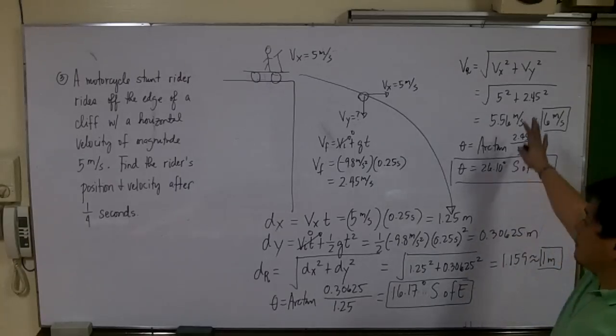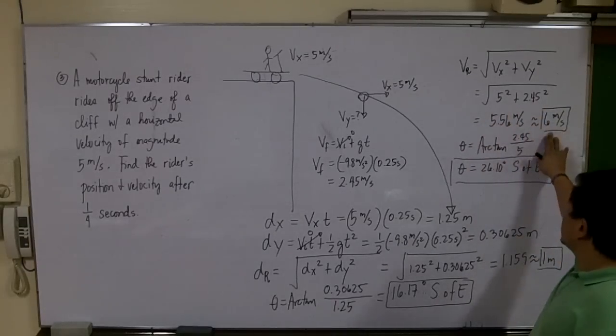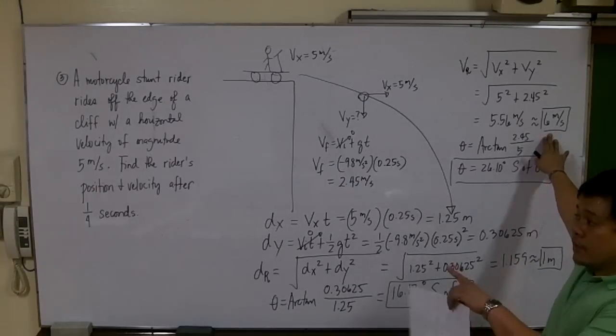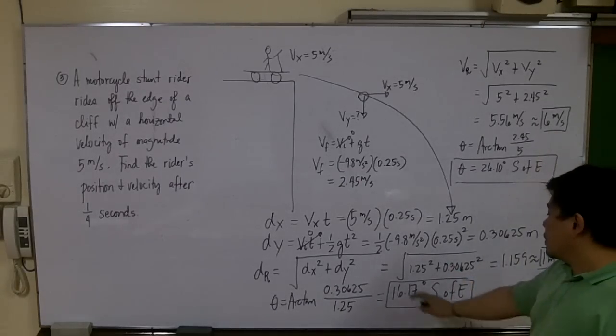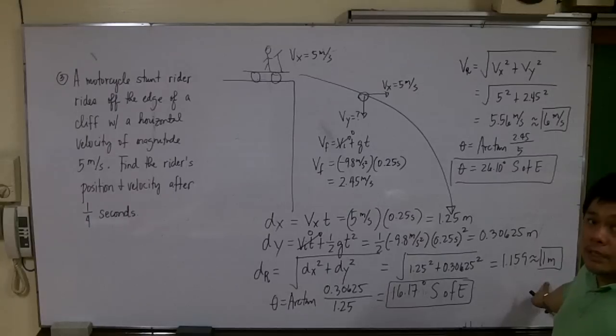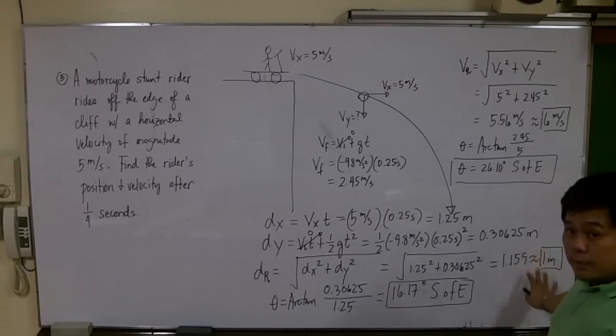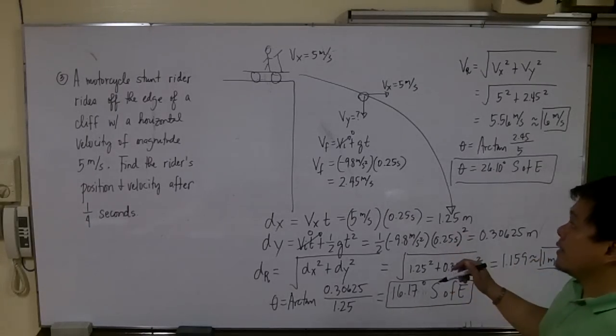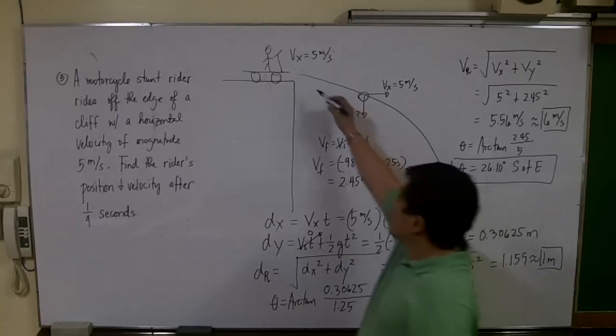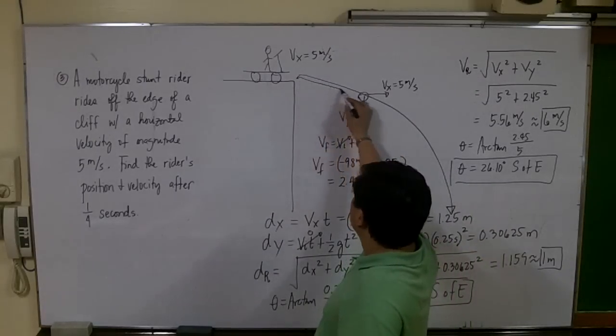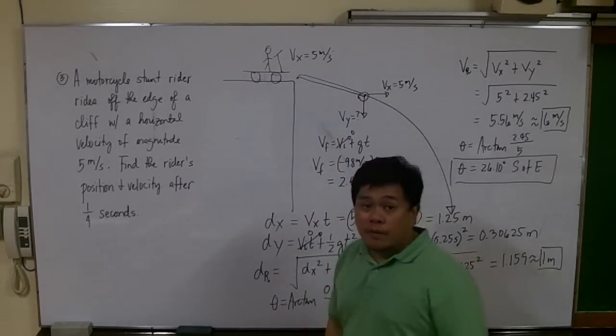Okay, so we have 6 meters per second for the velocity, and for the position, you have 1 meter. Remember, the position or displacement is the straight line distance from the starting point up to this point, 1/4 of a second.